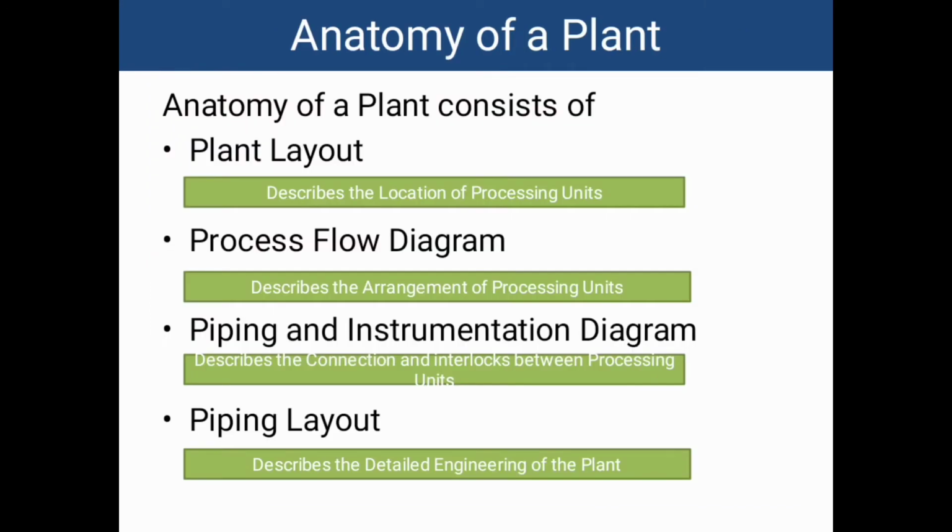So next we will see what is the anatomy of a plant. The anatomy of a plant process consists of plant layout, process flow diagram, piping and instrumentation diagram, and piping layout. Once you enter the plant as a graduate engineer trainee, you are a raw material from the institute, so you have to thoroughly understand the anatomy of the plant. The first thing you have to learn is plant layout.